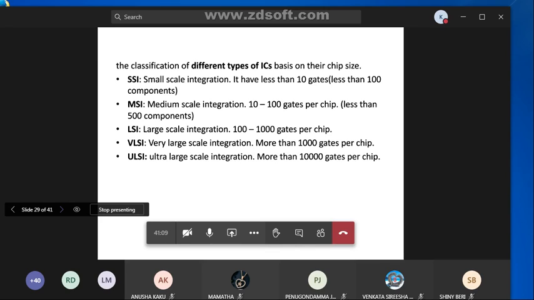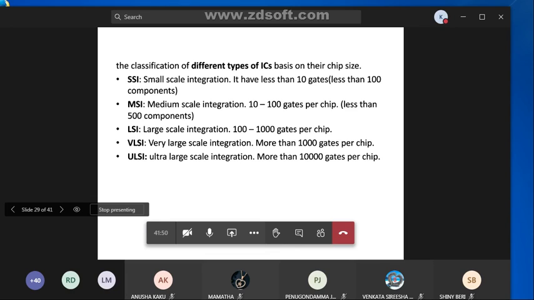So what are the different types of ICs based on the chip size? Based on the size, we have different types of ICs. Small scale integration has less than 10 gates, or less than 100 components. An IC consists of active and passive components. So if the IC contains less than 10 gates, then it is called small scale integration.